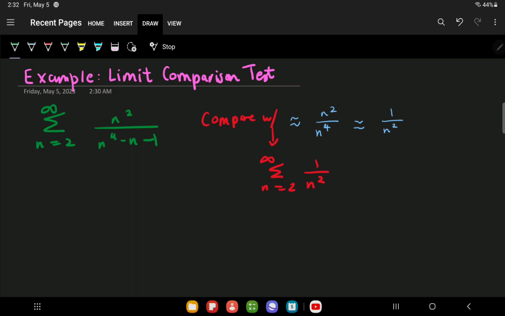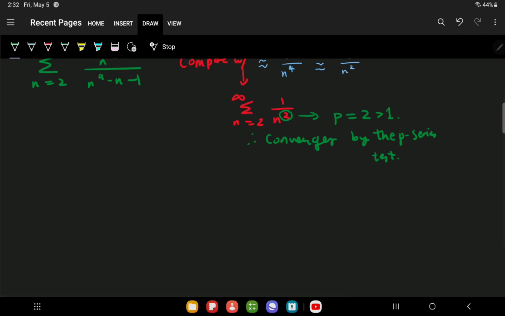Well, we've done this problem a bazillion times here. Here p is equal to 2, greater than 1. Therefore, this converges by the p-series test. And now we can do the limit comparison test. What does the limit comparison test say?